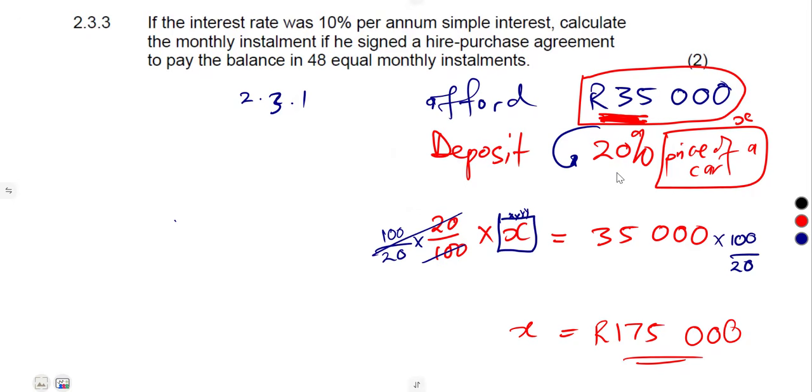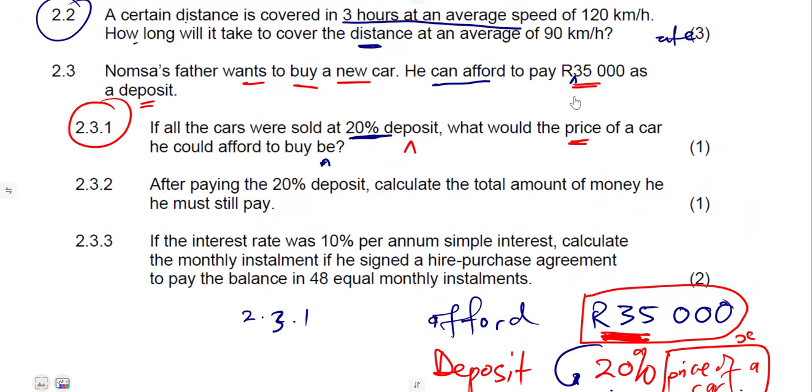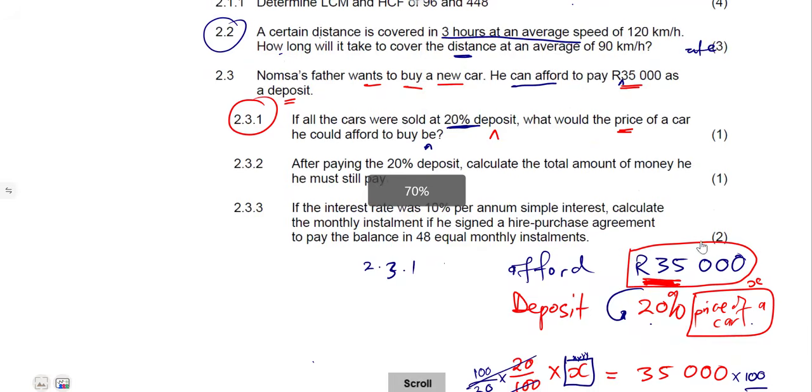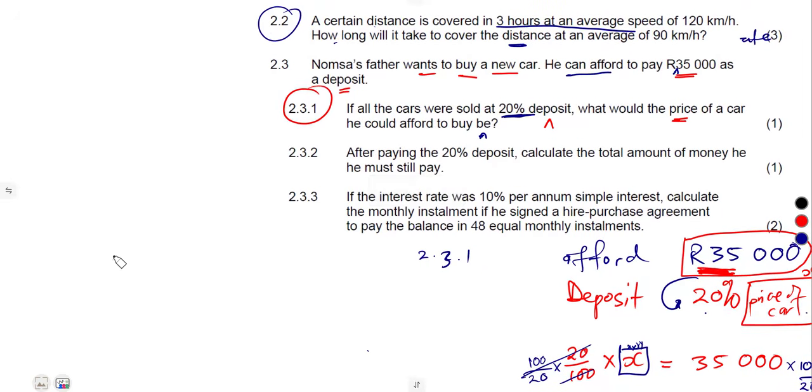So remember, we are saying 20% of the price of the car. So meaning to say the car that you were supposed to buy was supposed to be at 175,000 if he can afford a deposit of 35,000. All right. So there are so many ways that you can actually work with. Let's go to a proportion where we can use the proportion concept.